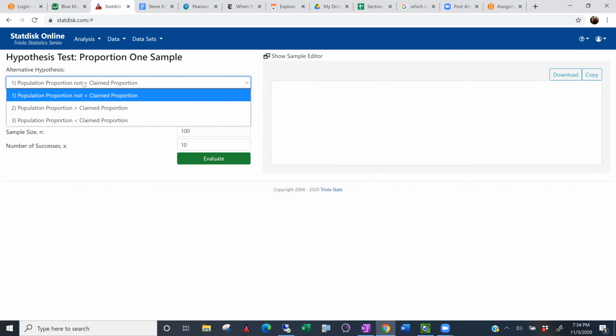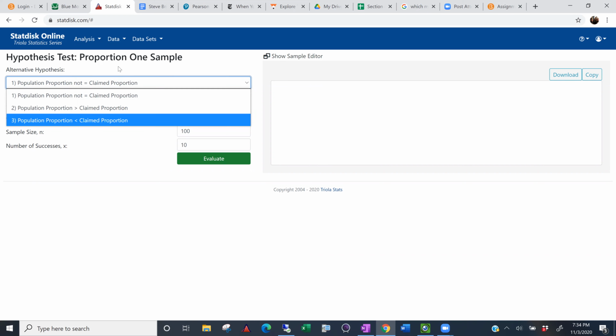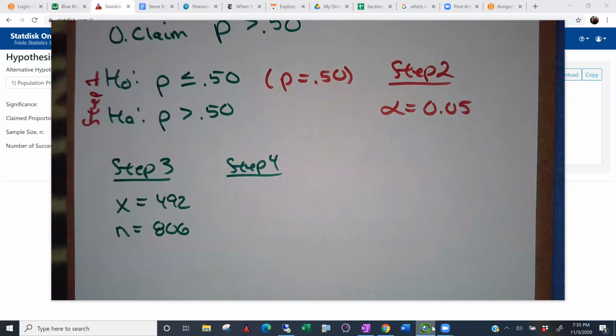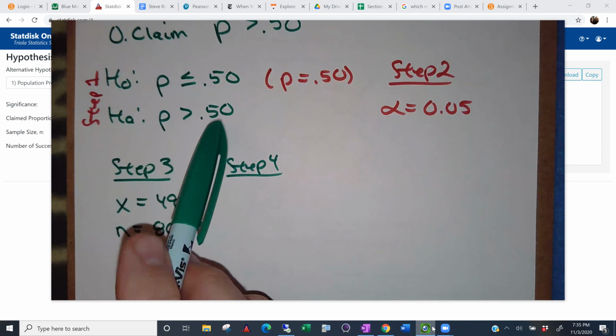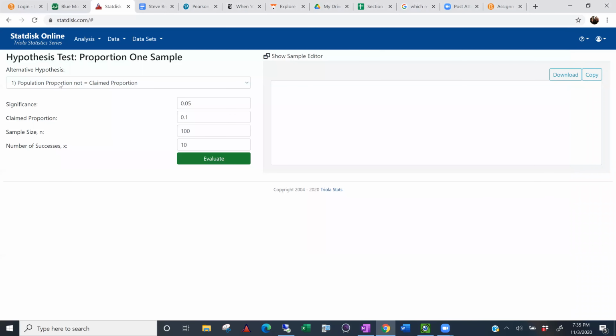The population proportion, so that's your parameter. Is it not equal to the claim proportion? Is it greater than the claim proportion, or is it less than the claim proportion? Would it be 2? It's going to be greater than. So it's going to be 2. All right.